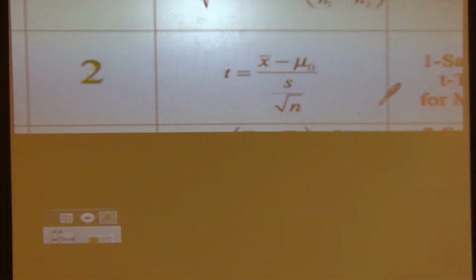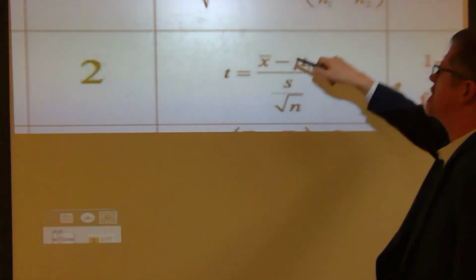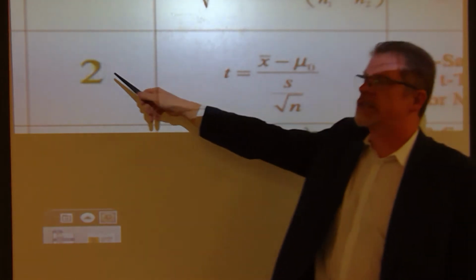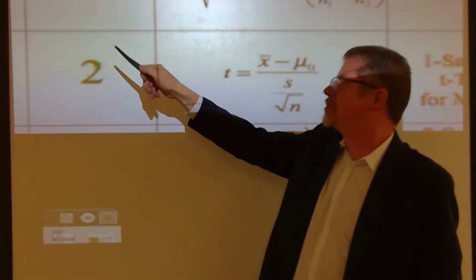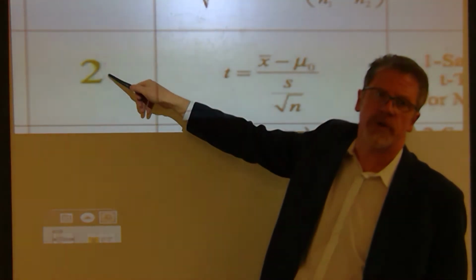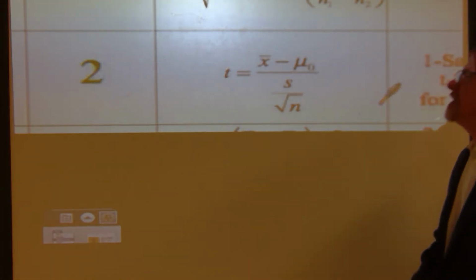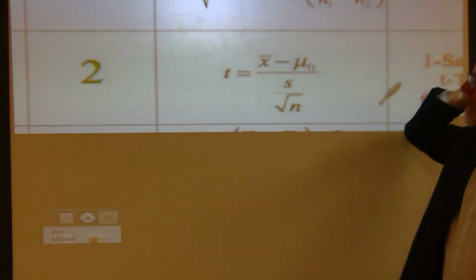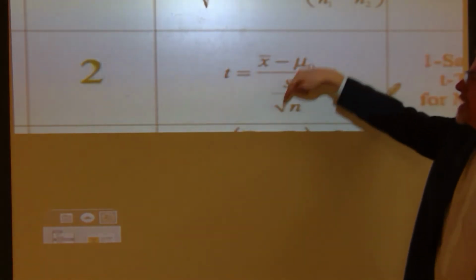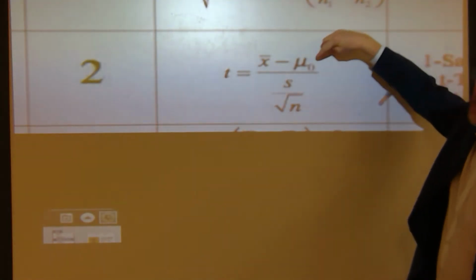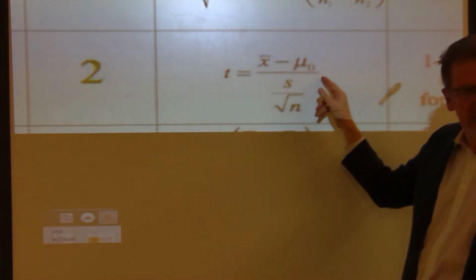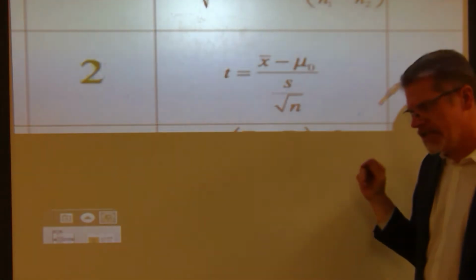So instead of P hat minus P sub 0, this is right next to the 2 in AB80, 56, 24. Here's the 2 in 24. Instead of Z equals P hat minus P sub 0, it's T equals X bar minus mu sub 0. You see, T is for means, Z is for proportions.